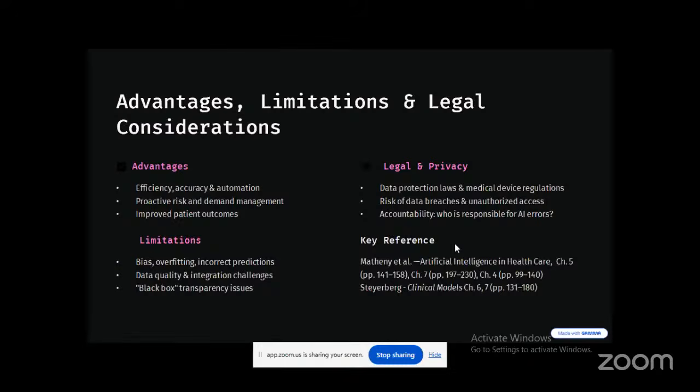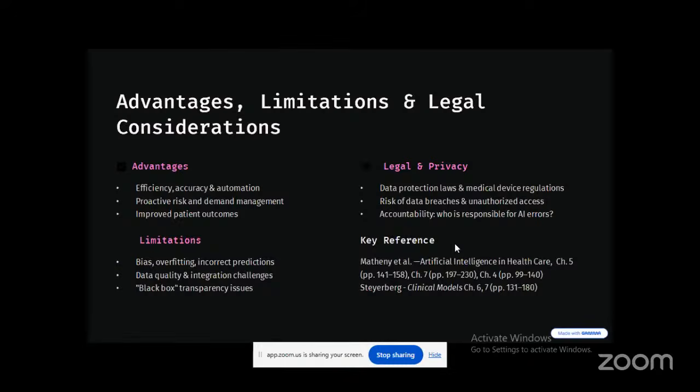And coming to the limitations: bias, overfitting, or incorrect prediction. So even though we have adopted this AI tooling, if it goes in a biased way, that may lead to the wrong prediction also. So human addition with that AI is also required. So data quality and integrity challenges can also become a limitation.